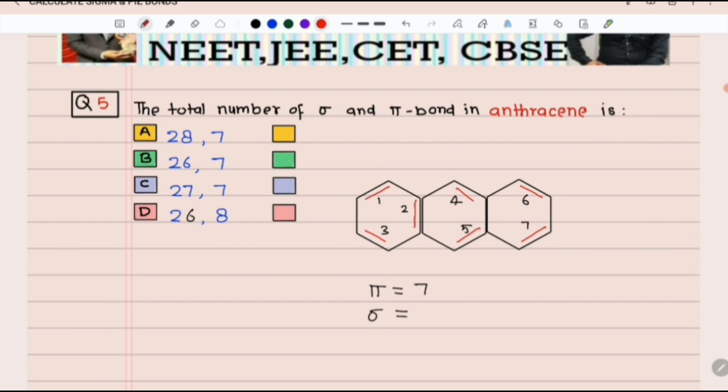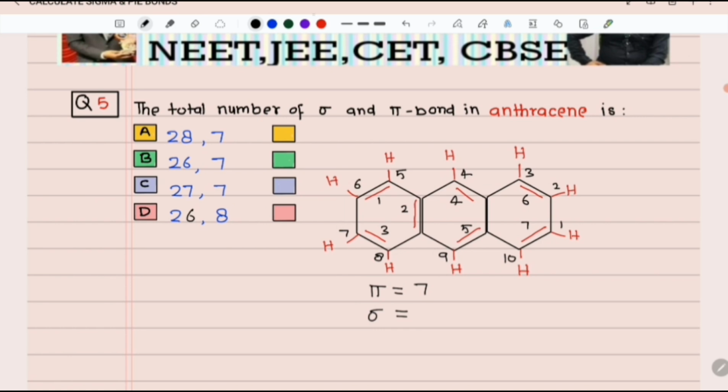So in anthracene, each carbon atom also has one hydrogen atom, and the hydrogen atom is bonded with a single covalent bond, that is a sigma bond. So if we count the total number of hydrogens, we can find that number of sigma bonds. So here, if we find the sigma bonds, 1 sigma bond, 2 sigma bond, 3 sigma bond, 4, 5, 6, 7, 8, 9, and 10.